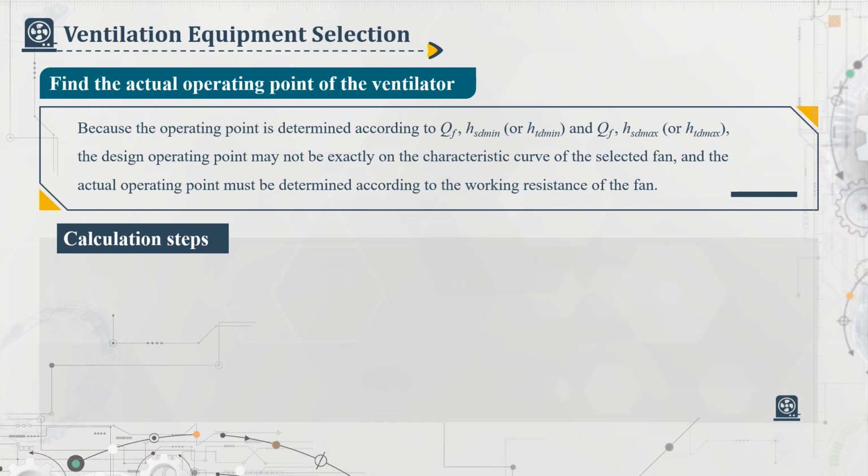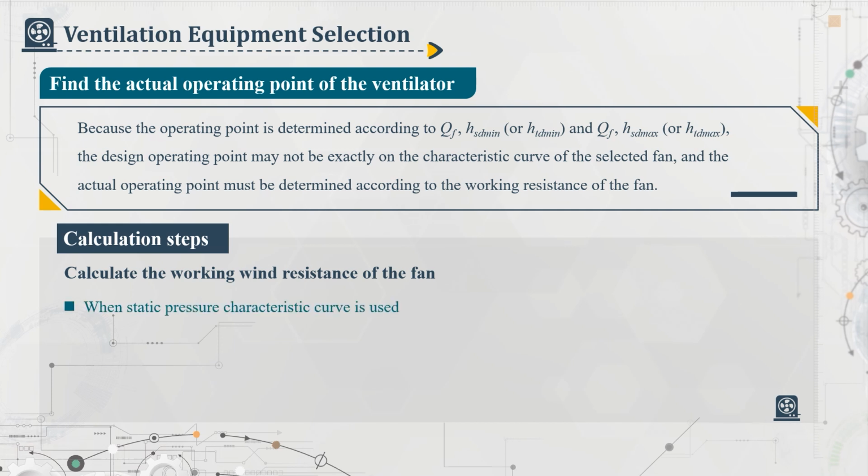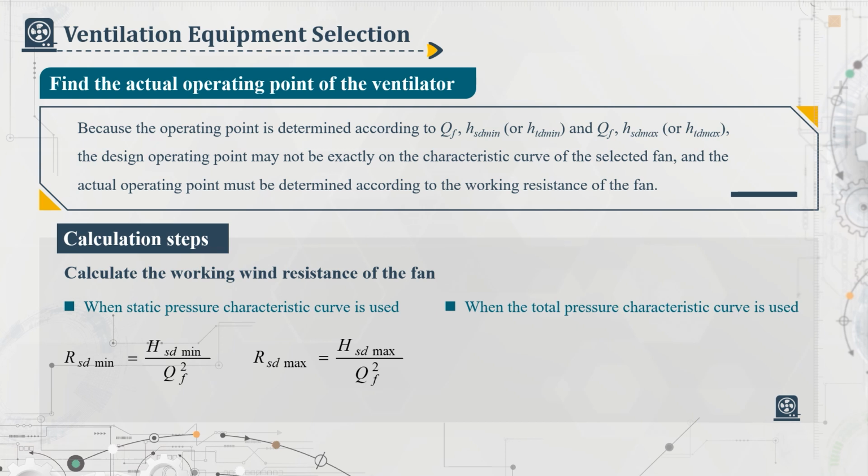Calculation steps 1. Calculate the working mean resistance of the fan. When the static pressure characteristic curve is used, the calculation formula is as follows. When the total pressure characteristic curve is used, the calculation formula is as follows.